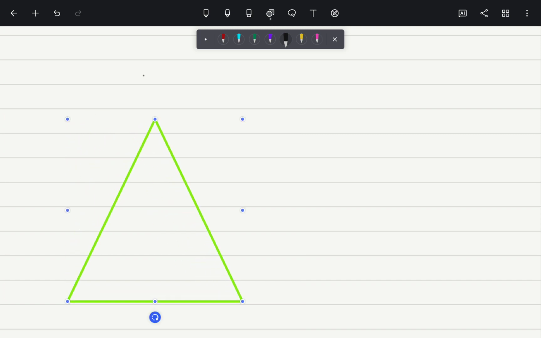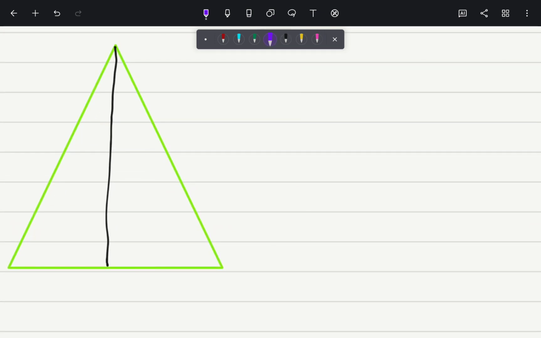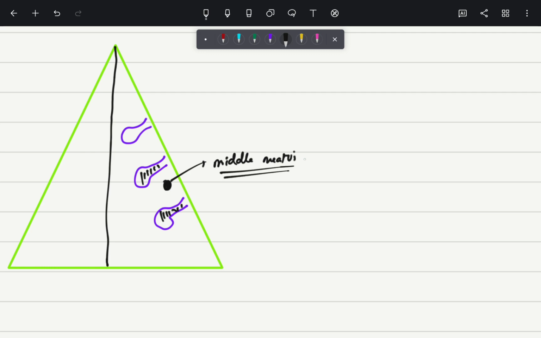So this is your nose, and the nose has the middle nasal septum, right? So here is your superior turbinate, and here is your middle turbinate, and this one is your inferior turbinate. So between the middle turbinate and the inferior turbinate, we have the middle meatus. So please watch my previous videos in order to understand this.